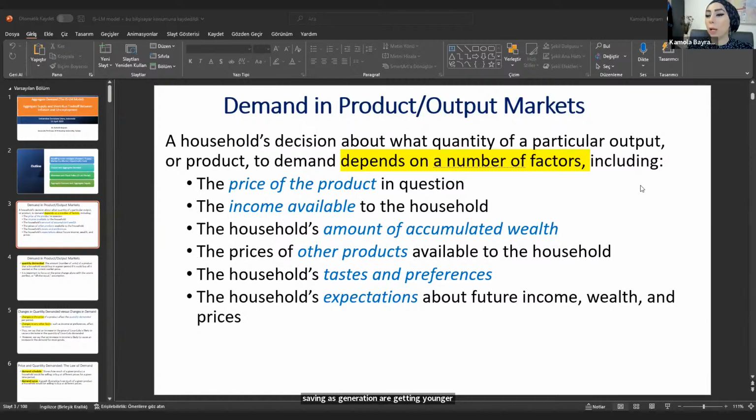They used to consume less than what they have. In my generation, we used to consume what we have, but coming generations started to consume what they don't have. So how does it happen? It happens by using loans, right? By borrowing money. So of course, these things we have to pay.